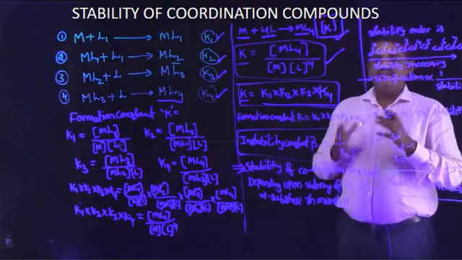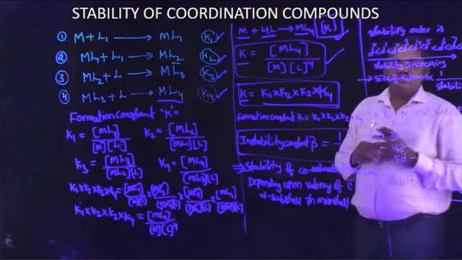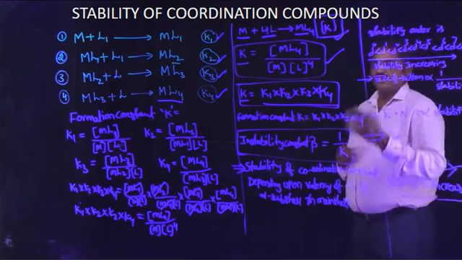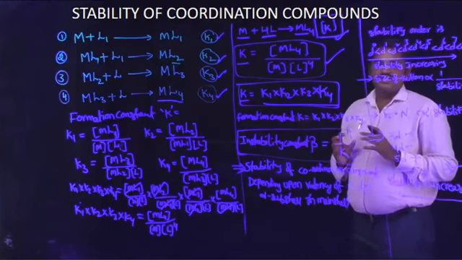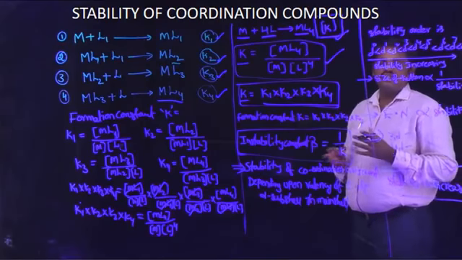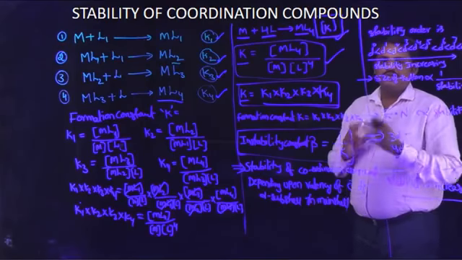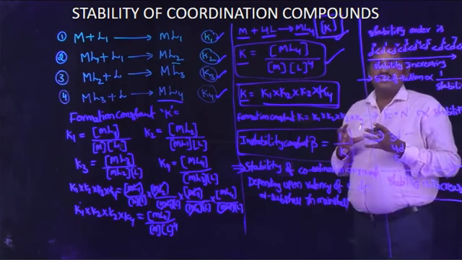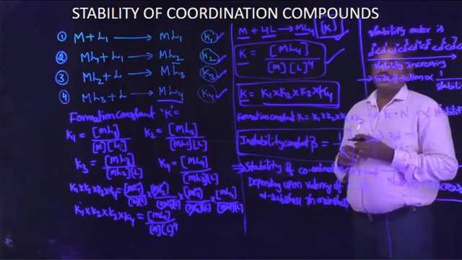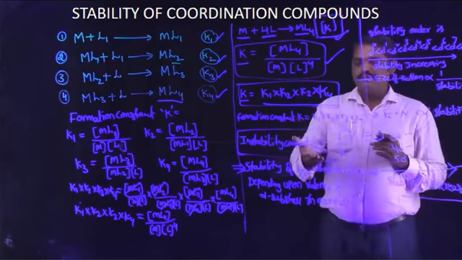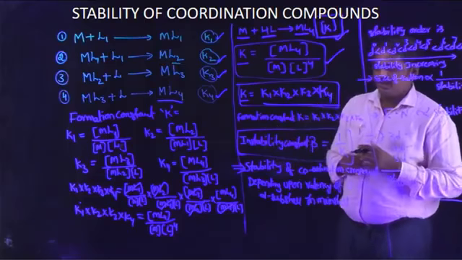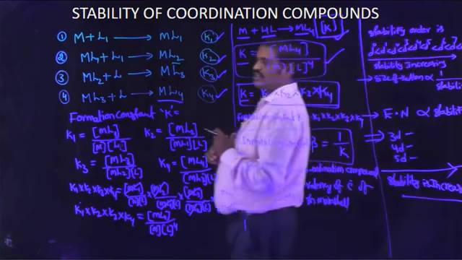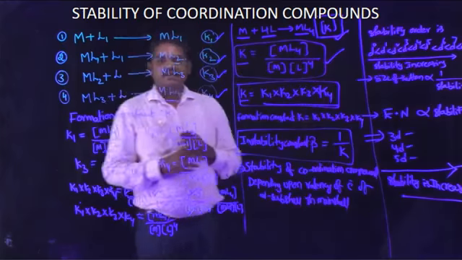And then the stability of the coordination compound is expressed this way. The instability constant of the coordination compound is calculated. This is the reciprocal of the formation constant. The instability constant beta is equal to 1 by K. So this expresses the stability of the coordination compound by using mathematical derivation.